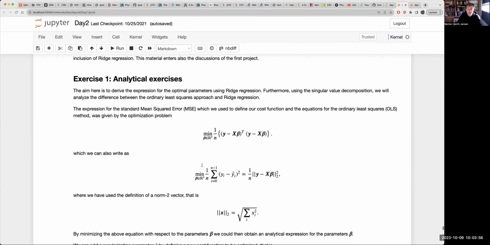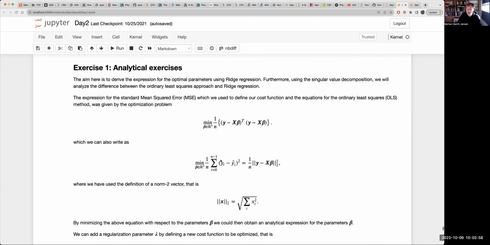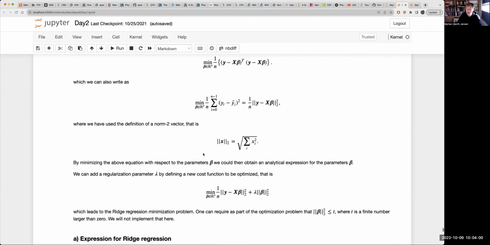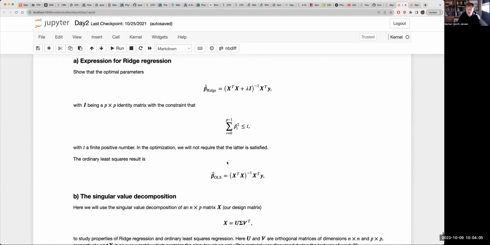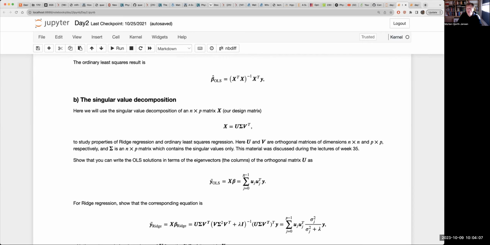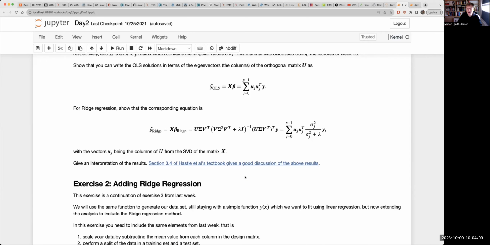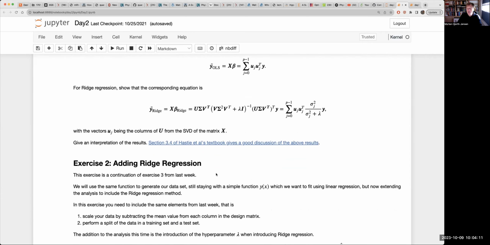Then there are some exercises, and these exercises deal essentially with what we've been looking at here. So it's you deriving ridge regression, and also performing the singular value decomposition, which I mentioned in the textbook. And then there is a simple code about ridge regression, which you can implement. And that follows from exercise 3 from last week.